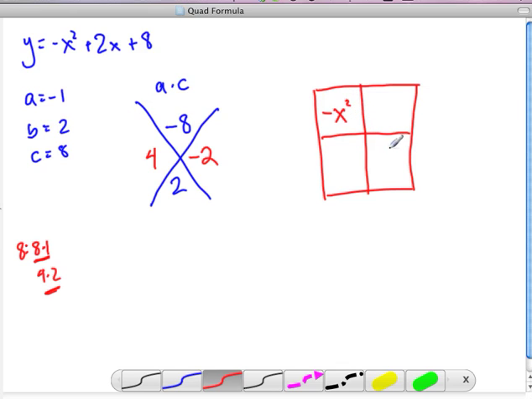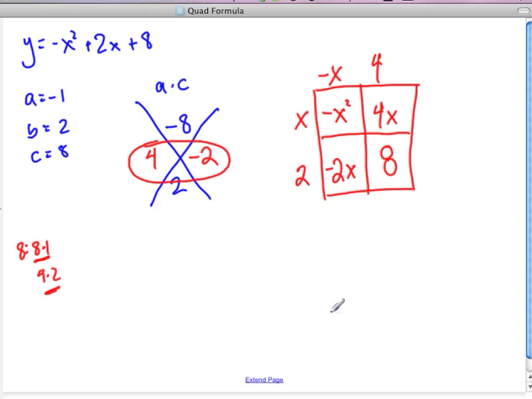A always goes in the top left. C always goes in the bottom right. Those go wherever we want them to go. So let's see, I got an x here, but I know that one of them has to be negative. I think I'll make that one negative. So x times 4 would give me 4x. Negative x times 2 would give me -2x. And I think I've got my factors.